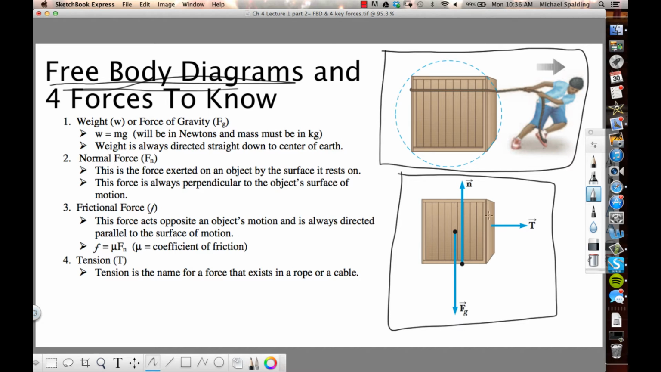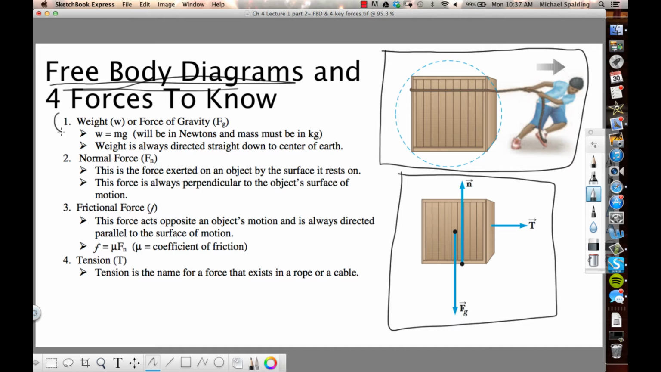And notice, how do we show the forces on the object? The forces are shown how? As arrows. Are forces vector or scalar? Vector. And that's why we draw them as arrows. We show the forces as arrows because they are vector. All right, so let's go through the 4 forces.